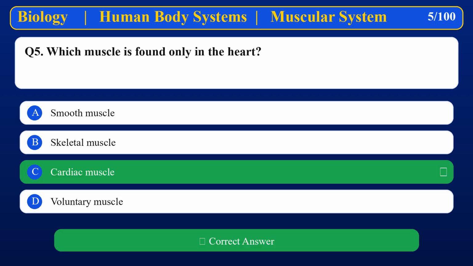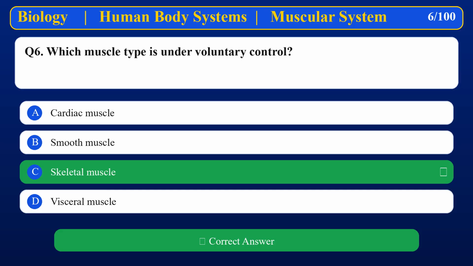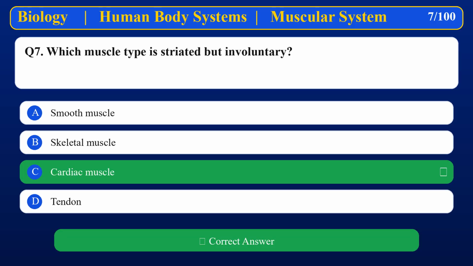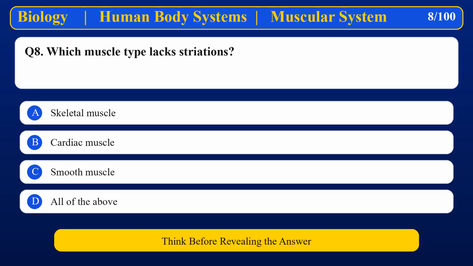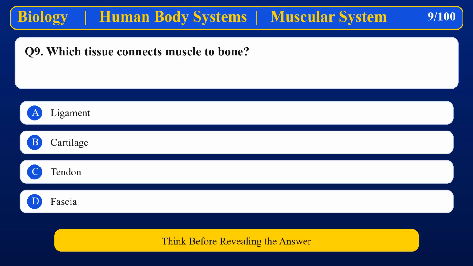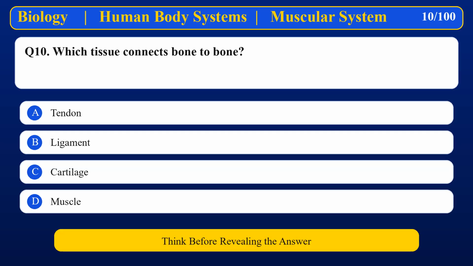Cardiac muscle. Which muscle type is under voluntary control? Skeletal muscle. Which muscle type is striated but involuntary? Cardiac muscle. Which muscle type lacks striations? Smooth muscle. Which tissue connects muscle to bone? Tendon. Which tissue connects bone to bone?